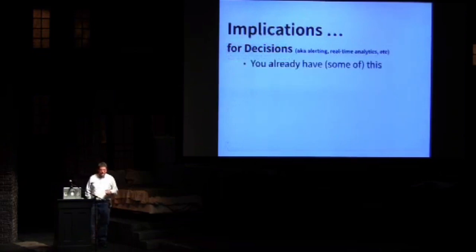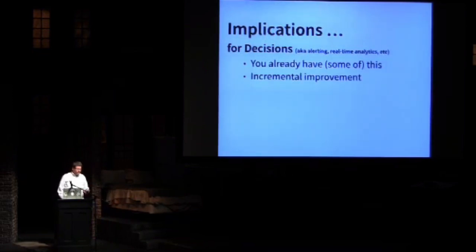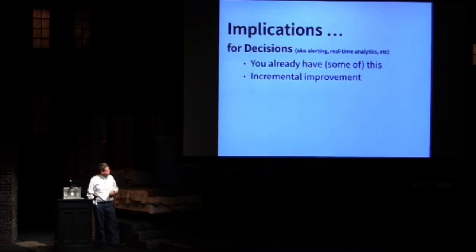For decision systems, it's worth noting you've already got this, right? What are alerts, if not essentially a very rudimentary decision? Oh hey, this metric went over this threshold. I should tell somebody about that because somebody told me to tell somebody about that. And this is something where you can do ongoing incremental improvement, so you can improve your system's ability to figure out what's going on and whether or not there's a problem.